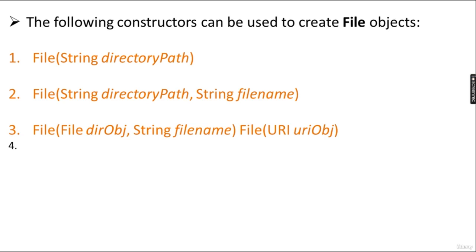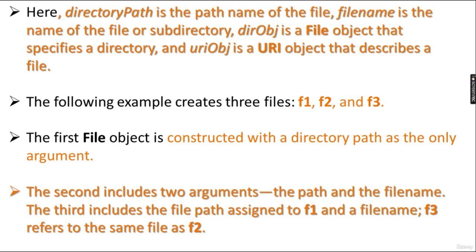The following constructors are used to create File objects: File(String directoryPath), File(String directoryPath, String filename), File(File dirObj, String filename), and the fourth is File(URI uriObj). First is only the directory path, to create a file at that directory. Second is a directory path and file name. We specify which will be the file name to create a file. Then the File directory object, which will have the directory path inside it, and file name, and last is the URI object. The URI will also contain the path in which your file will be stored.